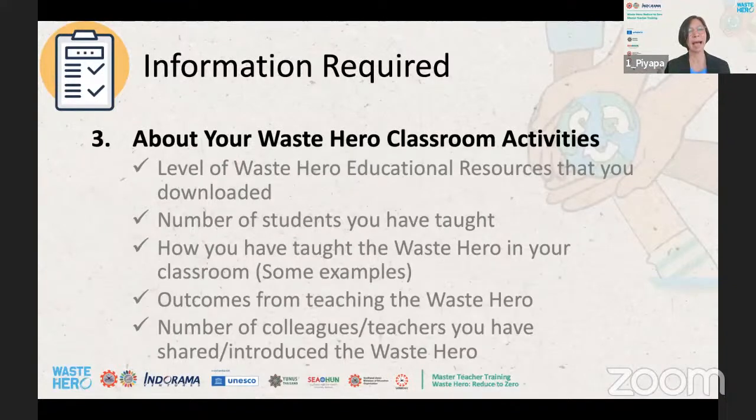We want to see how your students have been alerted to saving the environment, and that they are more careful about throwing away PET bottles, or that they are changing their behavior, like using cloth bags rather than plastic bags. And the next one, the number of colleagues or teachers with whom you have shared the Waste Hero education package.